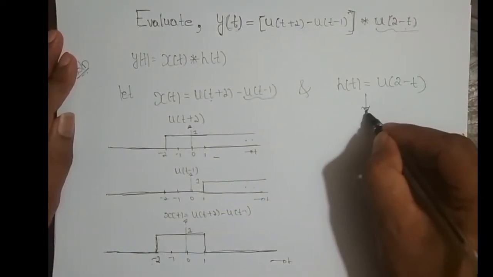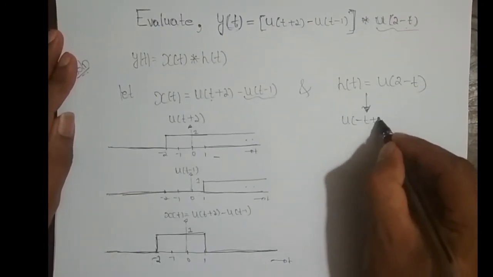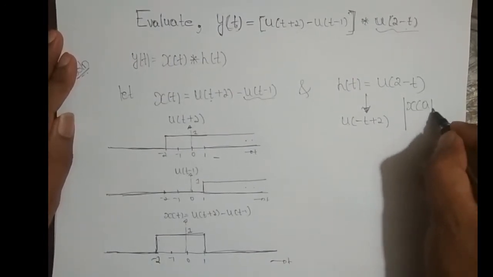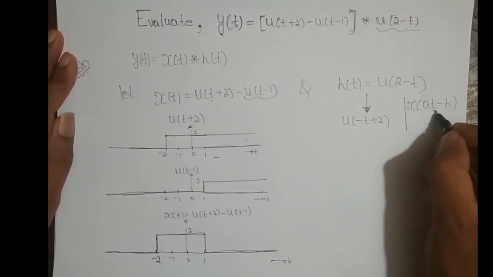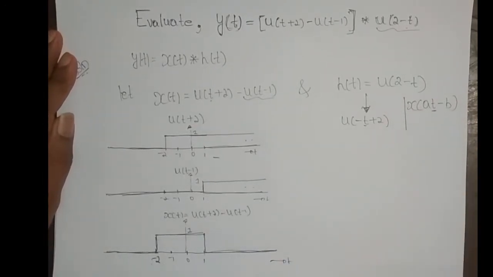Now, h of t is actually not in a standard form. I have to bring it into a standard form, something like u of minus t plus 2, right? How does the standard form look like? It is of the form x of at minus b. So the first term has to be the independent variable, right? So I brought the first term as the independent variable.